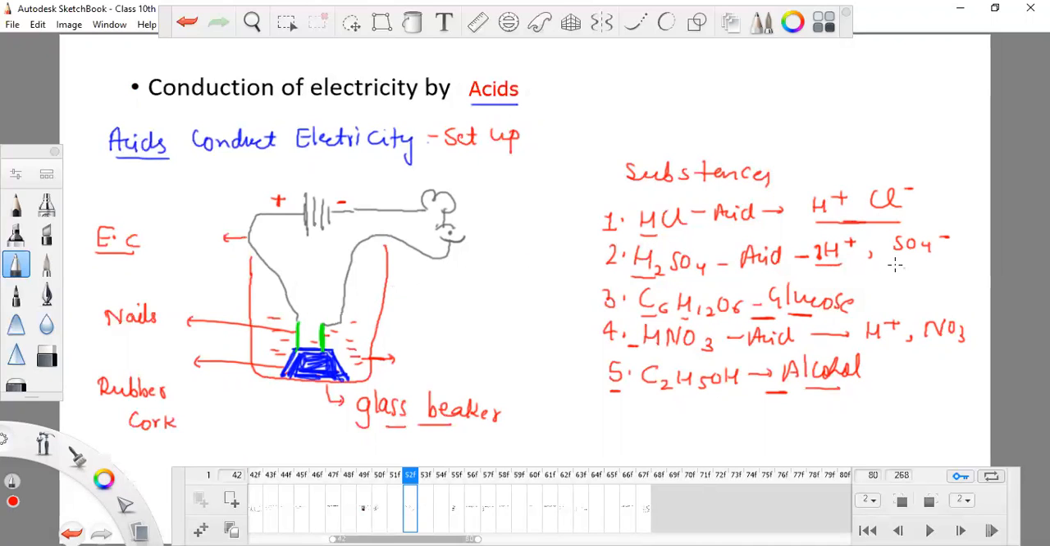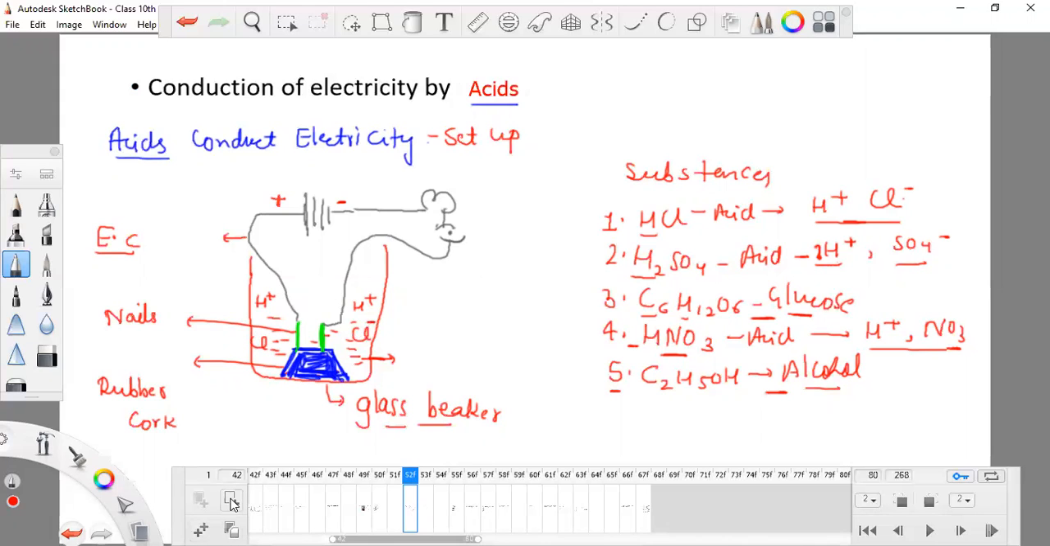These acids will break down into their corresponding ions. Corresponding ions means HCl will break down into hydrogen and chlorine, H2SO4 will break down into hydrogen and sulfate, and nitric acid will break down into hydrogen and NO3. Right now I'm taking the example of HCl. HCl is broken down into H+, H+ and Cl-, Cl-.